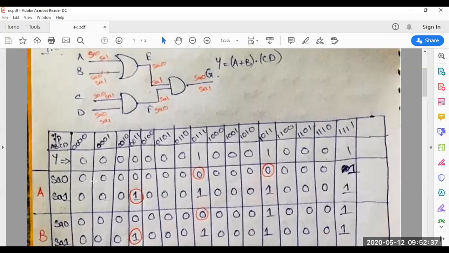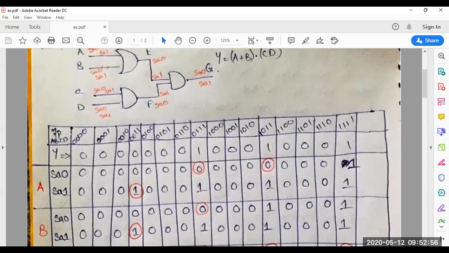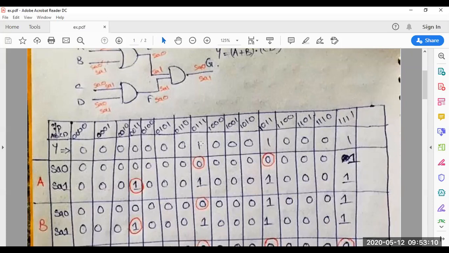Like this, I have defined all the outputs for each and every input pattern: 0, 0, 0, 1 and 0, 0, 1, 0 and 0, 0, 1, 1 and so on. Finally, I found all the outputs for A input stuck at 0. When I compare with the normal output of the circuit, I can find the faults. Looking at the faults for stuck at 0, I have a fault at the 0, 1, 1, 1 pattern.